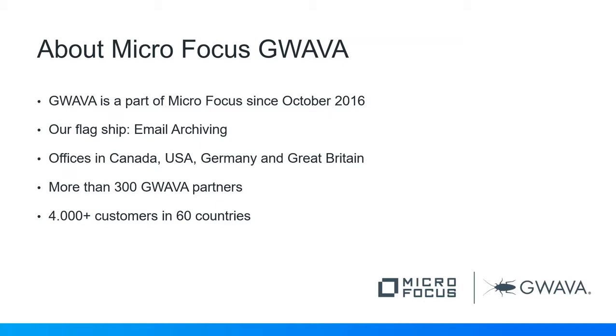For Guava EMEA, especially, Guava partners are always important. We have roundabout 300 everywhere in the world, especially in Europe. And with these important partners, we are working for roundabout 4,000 customers and more, in more than 60 countries.